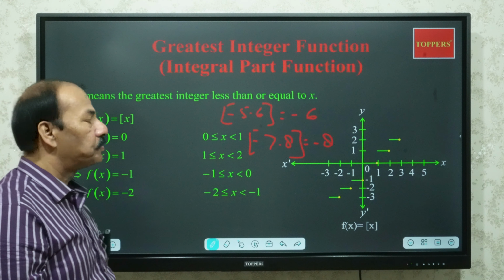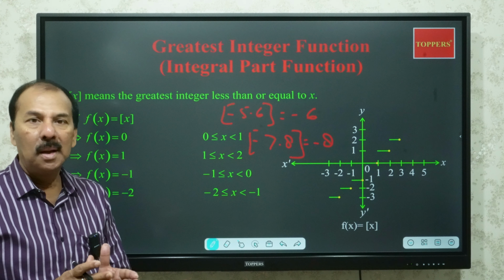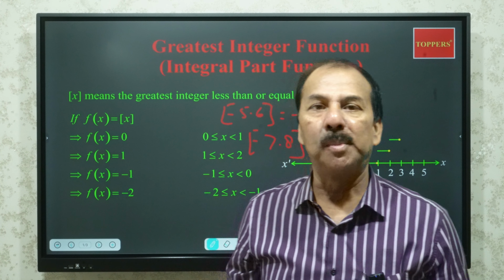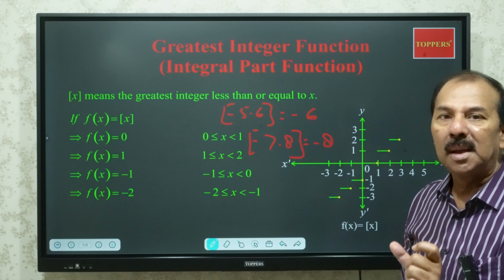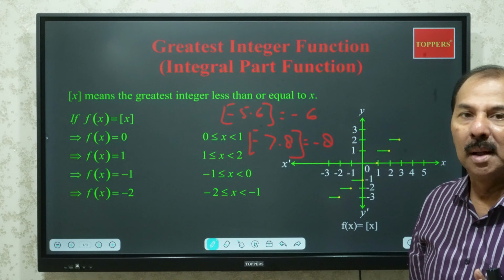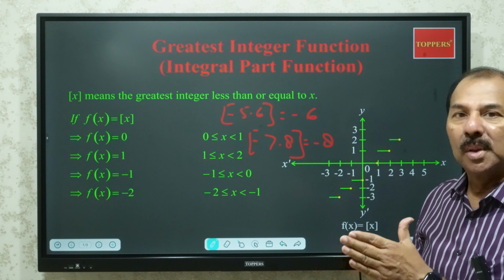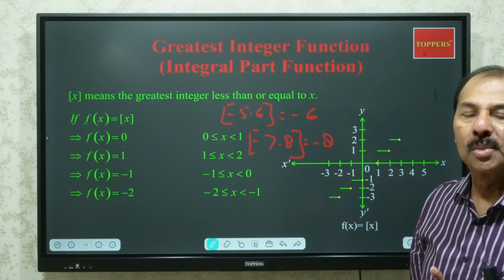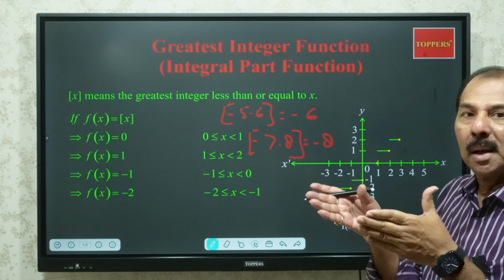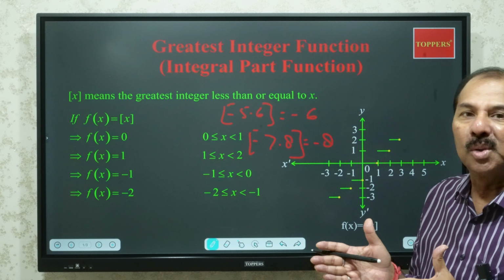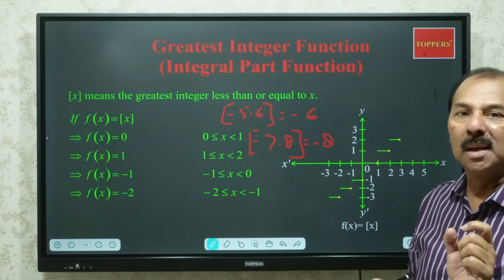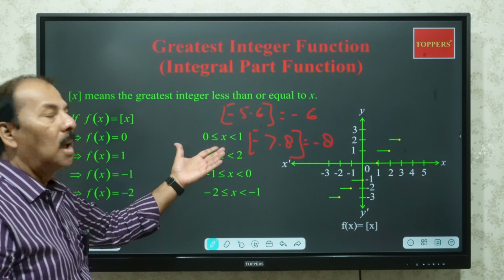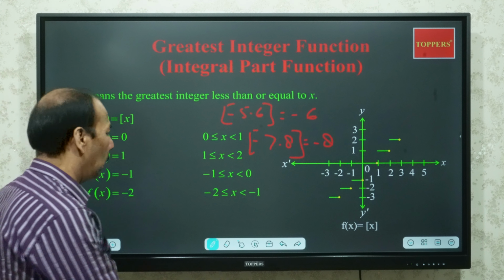Now you can see that whether the value of x is 1, 1.1, 1.2, 1.5, 1.8, or 1.999, the value of the integral function will be 1, the nearest integer which is less than or equal to x. It means in an interval between two consecutive integers, the value of the integral function remains the same. So let us see the value of f of x equal to integral x when x lies in certain intervals.